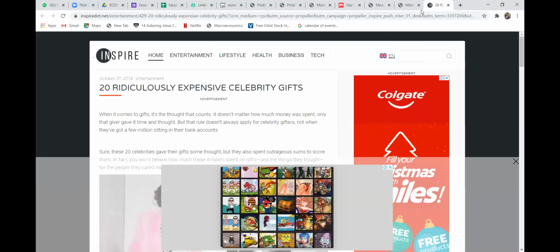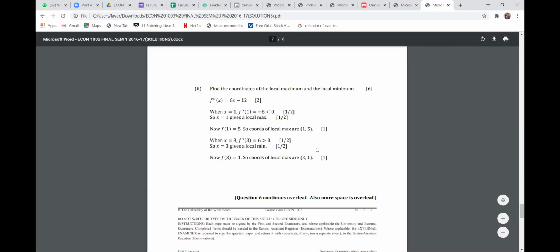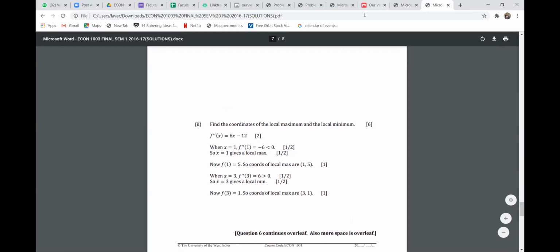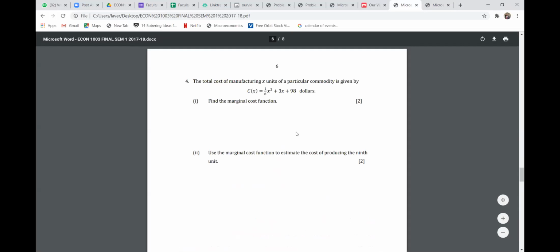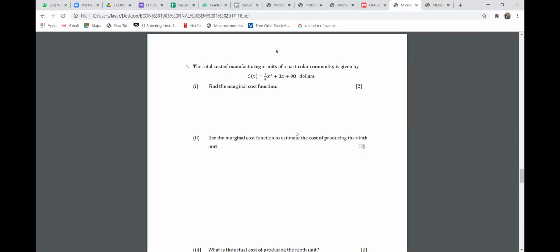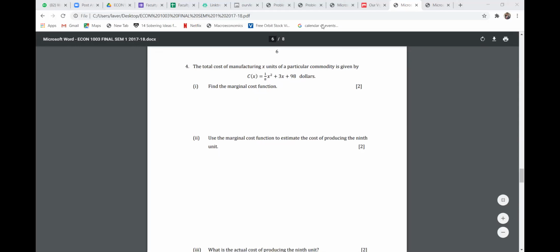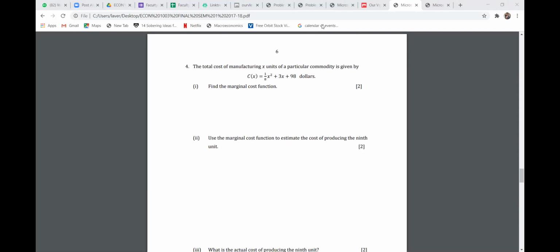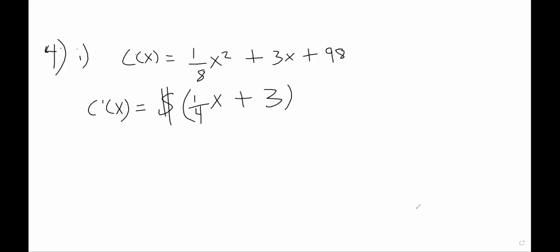Second part. All right. Oh, on the wrong paper. All right. The second part now asks us to use the marginal function to estimate the cost of producing the 9th unit, right? So if we're trying to determine the 9th unit, in order for us to determine the 9th unit, we need to find the 8th unit, right? And the same applies if we're trying to find the 100th unit. In this case, you need to find the 99th unit in order to find the 100th unit, right?